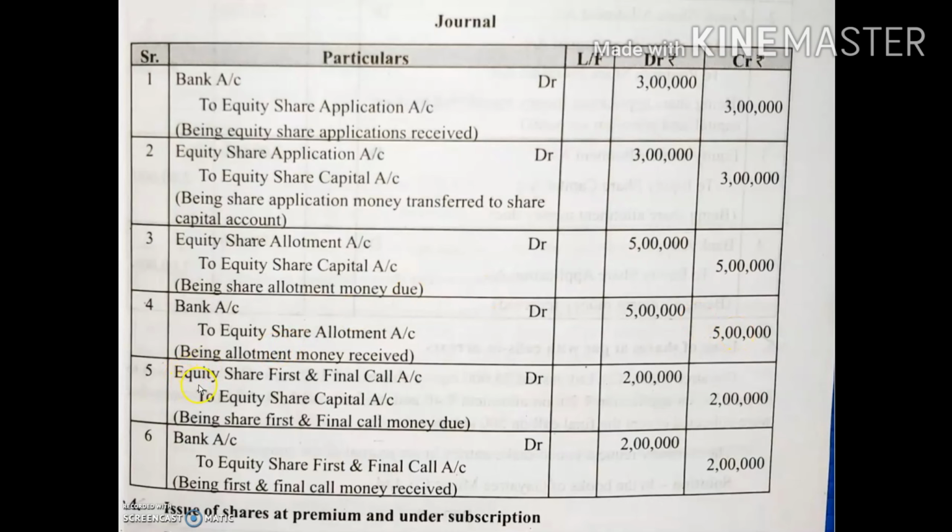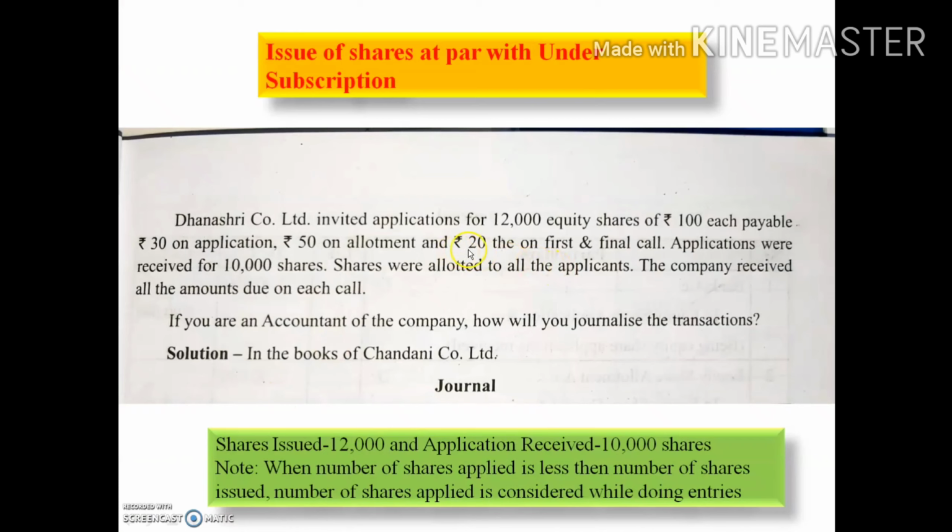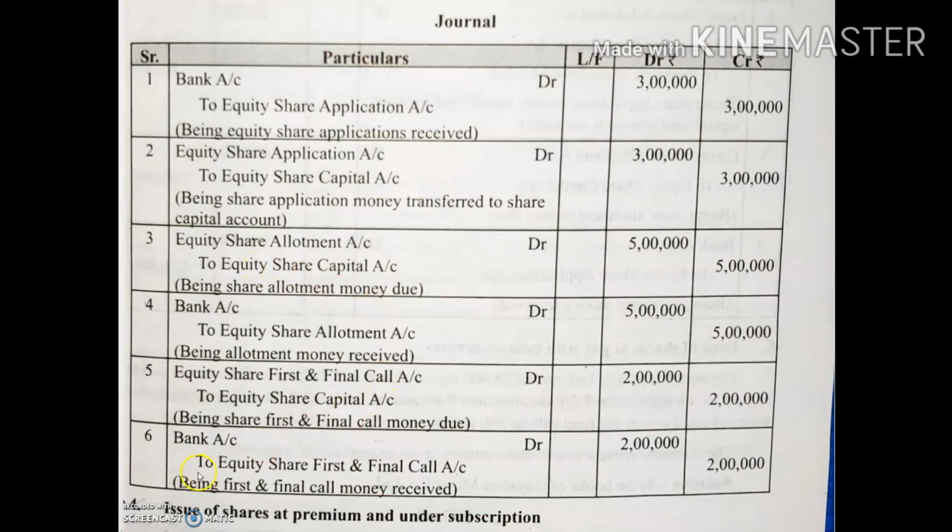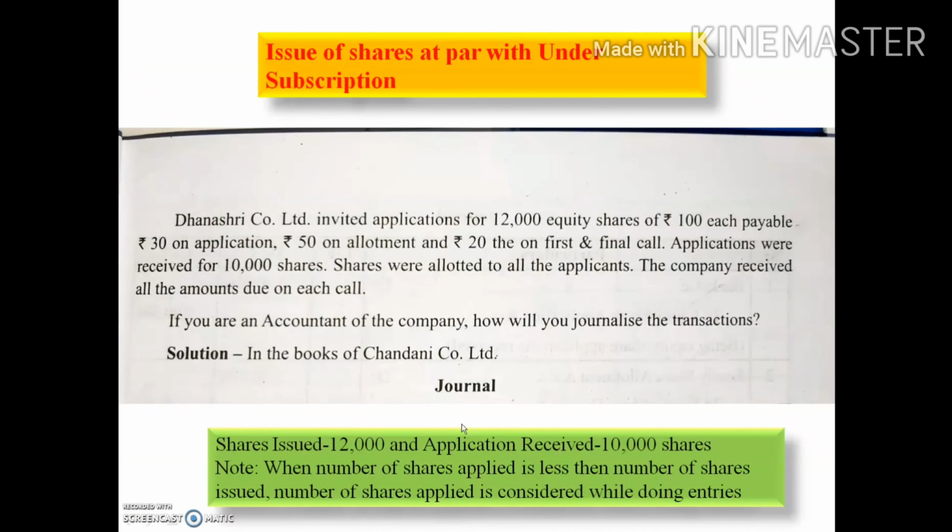Under calls, the first is the transferring entry, equity share first and final call account debit to equity share capital account. The amount here is 20 on first and final call, that is rupees 20 into 10,000, that will be 2 lakh. And the last entry, that is received: bank account debit to equity share first and final call account, the amount is 2 lakh. So these are the general entries which are related to issue of shares at par with under subscription.